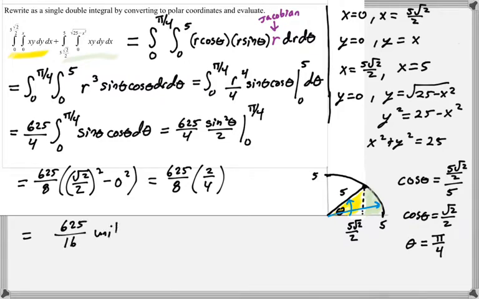And that should be units cubed because we've got a height function, the xy, so I should say cubed there. Okay. Alrighty, well, that's it for this section.